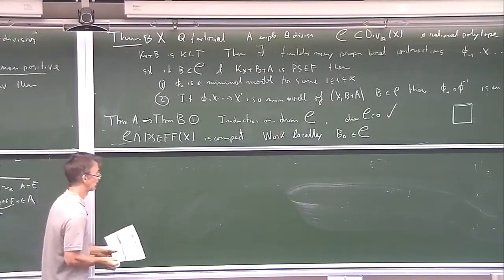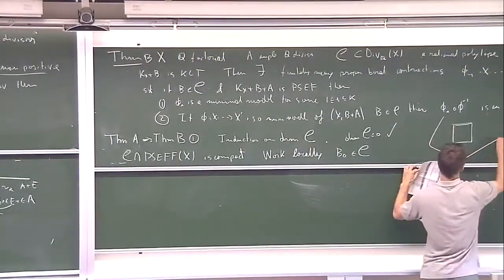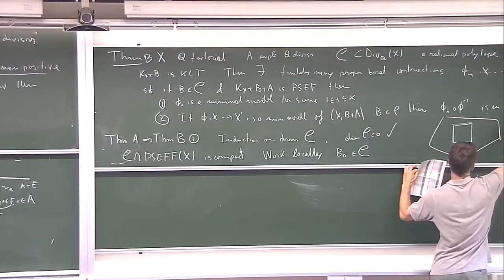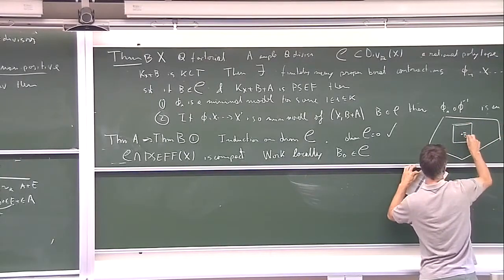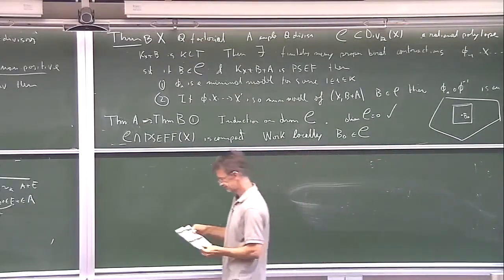Okay, so the picture is more like, this is my big polytope C, and I pick my B0, and I just want to prove it locally around B0. Okay.